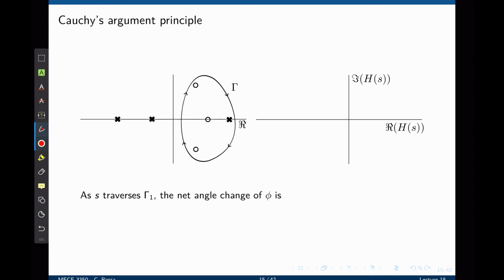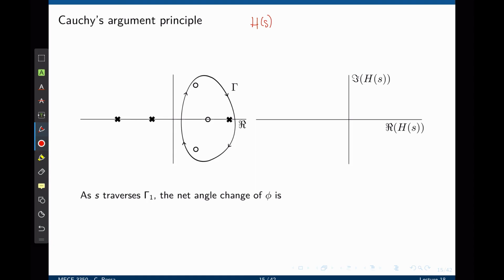Now before we move further, let me ask you a question. How would you use this principle to assess the stability of a given system or a given transfer function? Say you have a transfer function h of s. How would we assess the stability of h of s? How would you define a contour that would assess the stability of h of s?